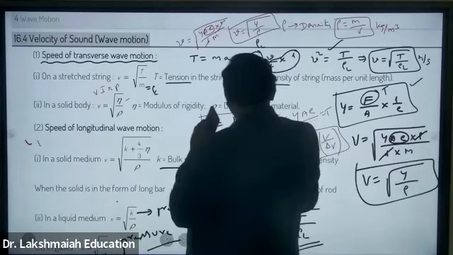So first equation is V is equal to root over T by rho, L or M. And the next equation, for a long bar in metal, V is equal to root over Y by rho. In liquid, velocity V is equal to root over K by rho. What is K? K is the pressure. Pressure divided by rho. Gases also K by rho. K is the pressure.